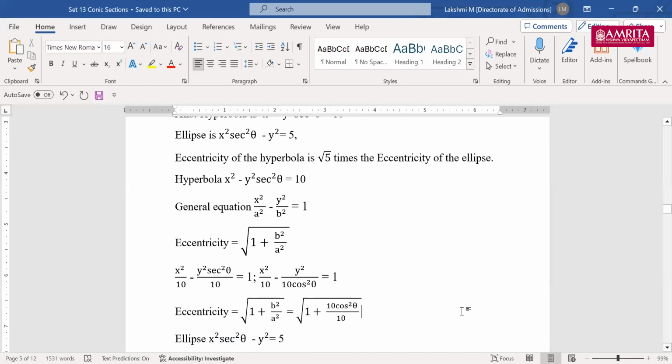Is this question clear? I would just give you 1 or 2 minutes to solve this question.